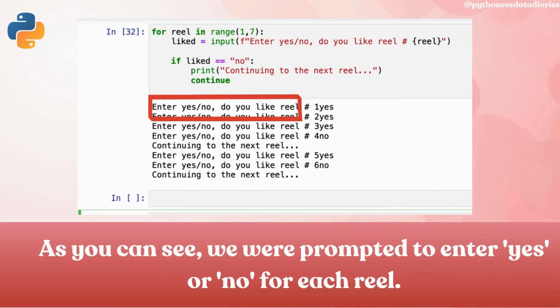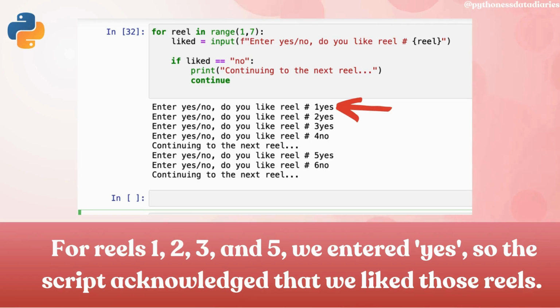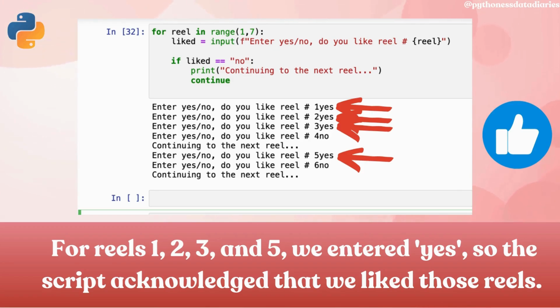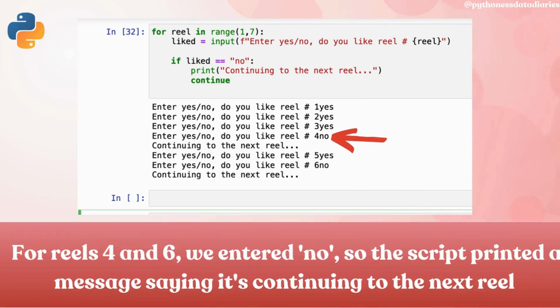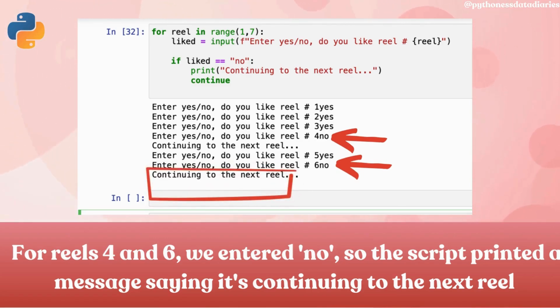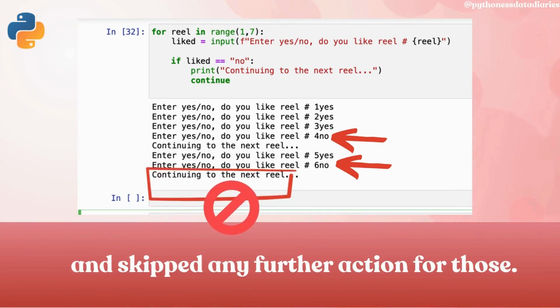As you can see, we were prompted to enter yes or no for each reel. For reels 1, 2, 3 and 5, we entered yes. So the script acknowledged that we liked those reels. For reels 4 and 6, we entered no, so the script printed a message saying it's continuing to the next reel and skipped any further action for those.